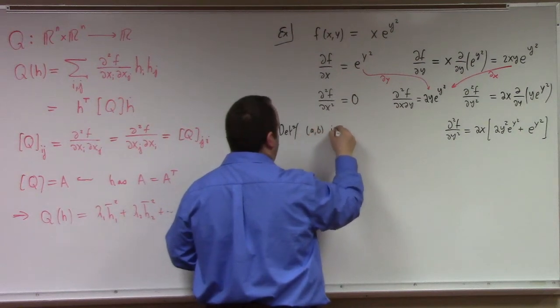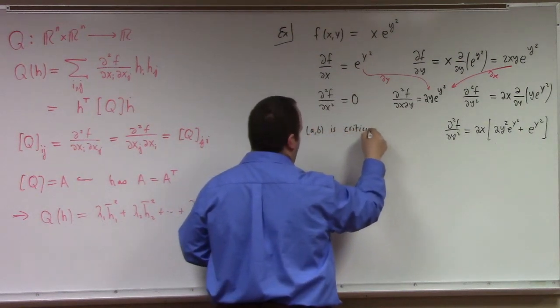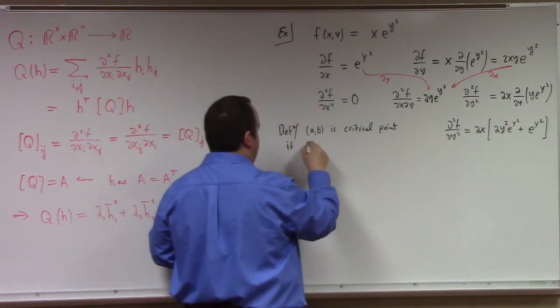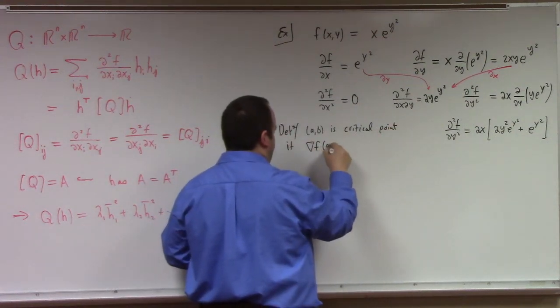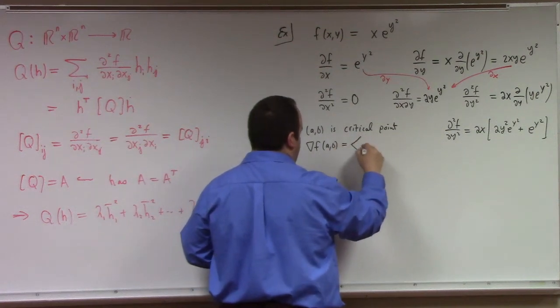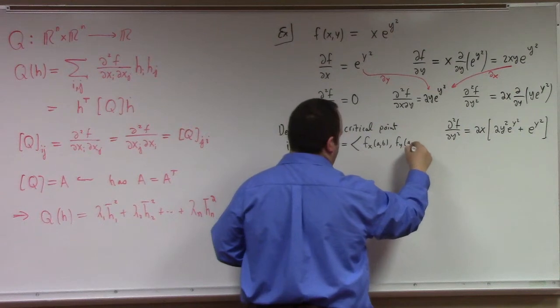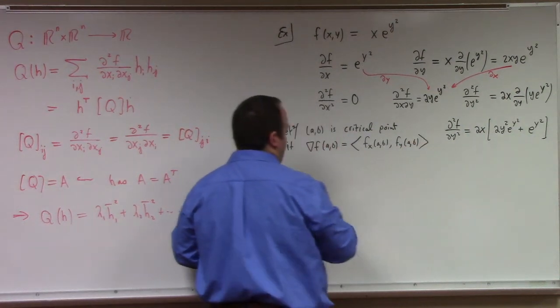A comma b is a critical point if this thing called nabla f of a comma b, which by the way is f_x evaluated at a b, comma f_y evaluated at a b, is 0, right?